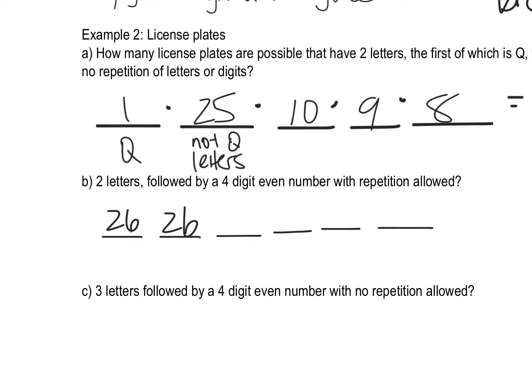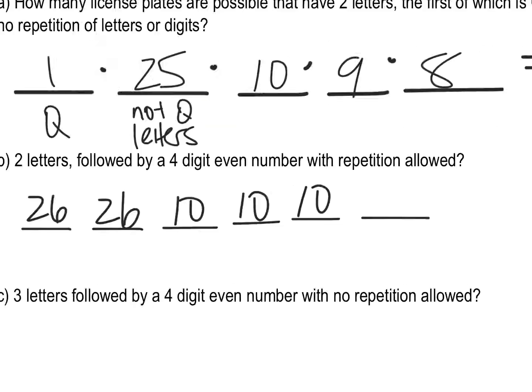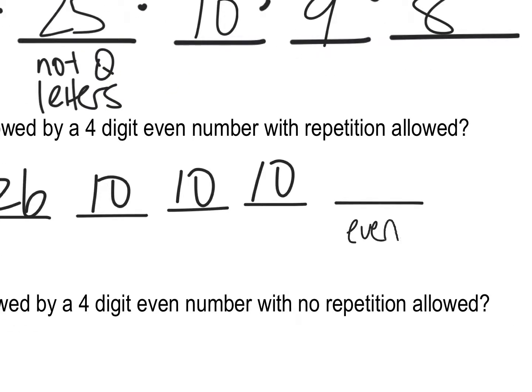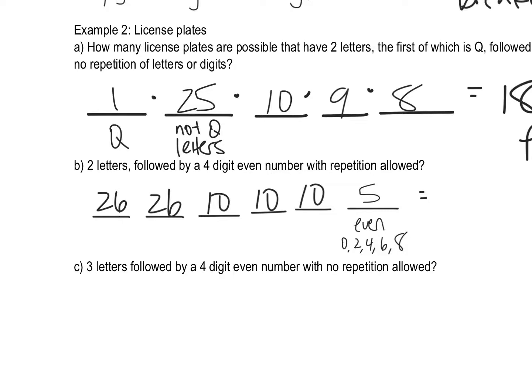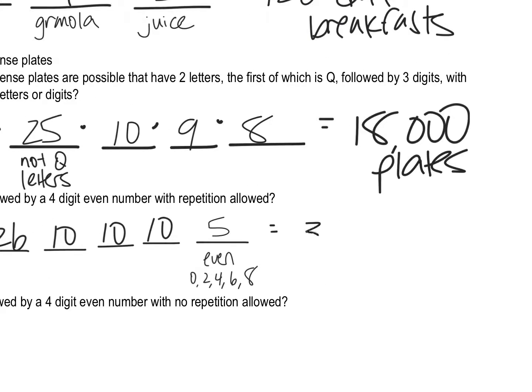So I'm allowed to have one of 10 different digits here. I can have any of those 10 digits next because I'm allowed to repeat, followed by 10, but then this one has to be even. So the even digits are 0, 2, 4, 6, and 8. So that means there are only 5 options for that last slot. So that's how you take care of that even number part. So this is going to give us 3,380,000 different plates.